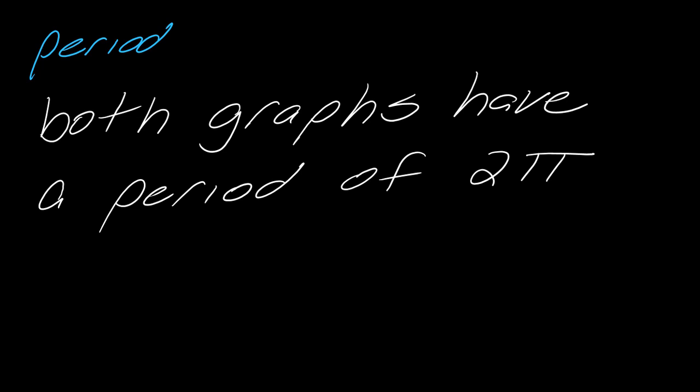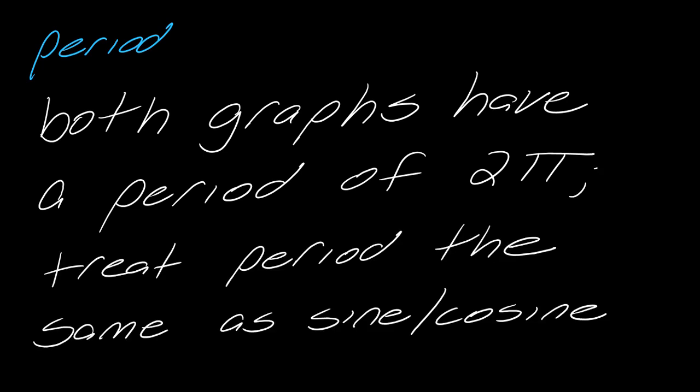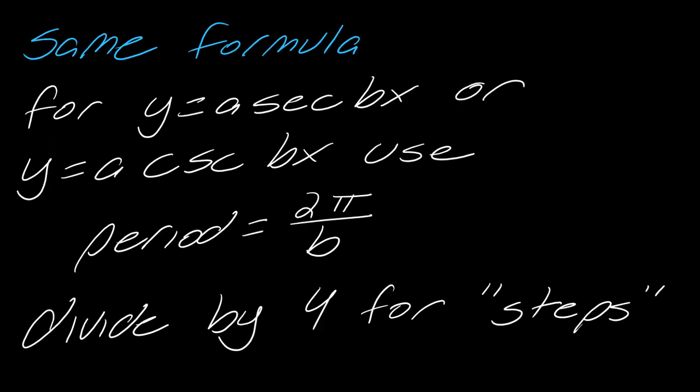Now, there's a few other things I want to say about this. With period, you want to treat the period the same as sine and cosine, and you will see why you couldn't do that in a few minutes. So when you're thinking about the period, you can literally think of it the same way. If I have a secant bx or a cosecant bx, I find the period with the same formula that I did for sine and cosine, 2 pi over b, and then you can still divide by 4 to figure out the steps that you want to use. Again, I'm going to show you how that all comes together in a few.